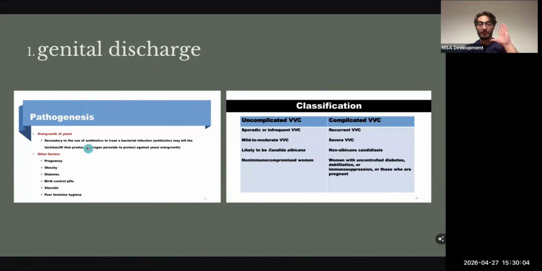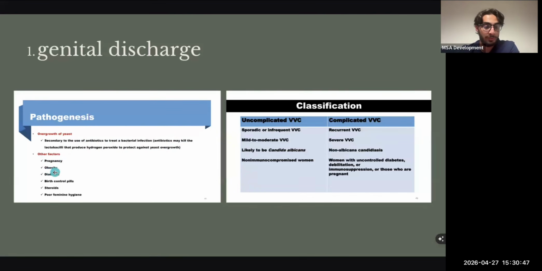All right. Now, Candida, it's a fungal infection, obviously caused by Candida albicans. Now, what you need to know about Candida is that it's not necessarily as associated with sexual activity as BV, for example, or Trichomonas. It's more so associated with any sort of disease that's going to lower the protective function of the vaginal flora and cause it to be susceptible to fungal overgrowth. So it's secondary most of the time, secondary to the use of antibiotics to treat a bacterial infection because it's going to kill the lactobacilli that produce hydrogen peroxide to protect against yeast overgrowth. Right? It's the same thing we mentioned.